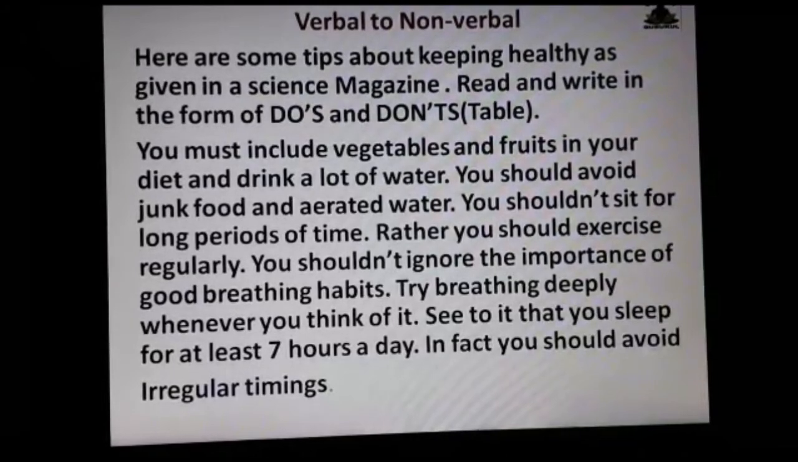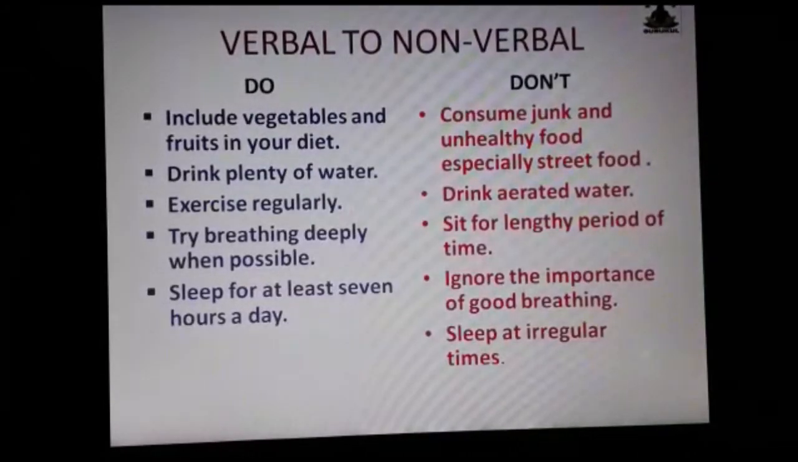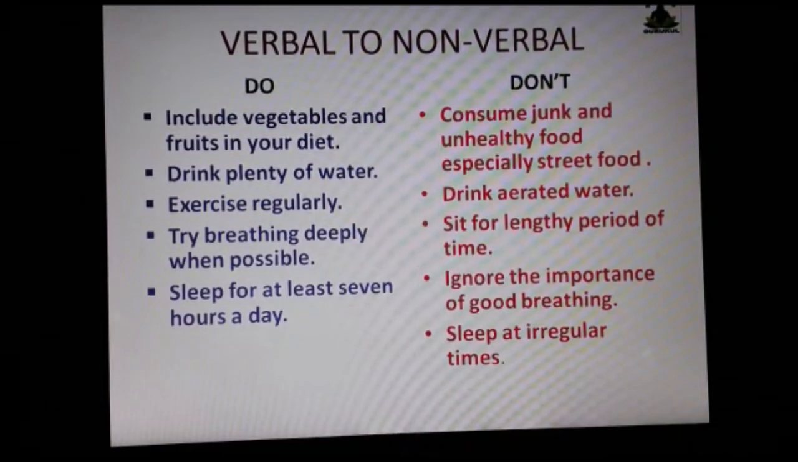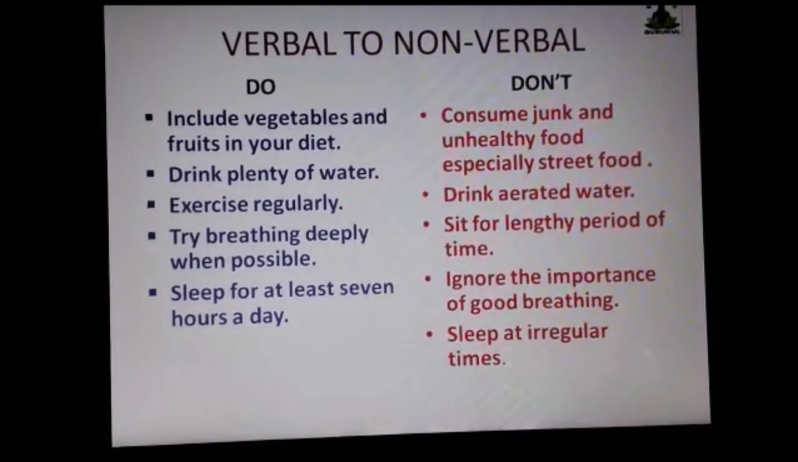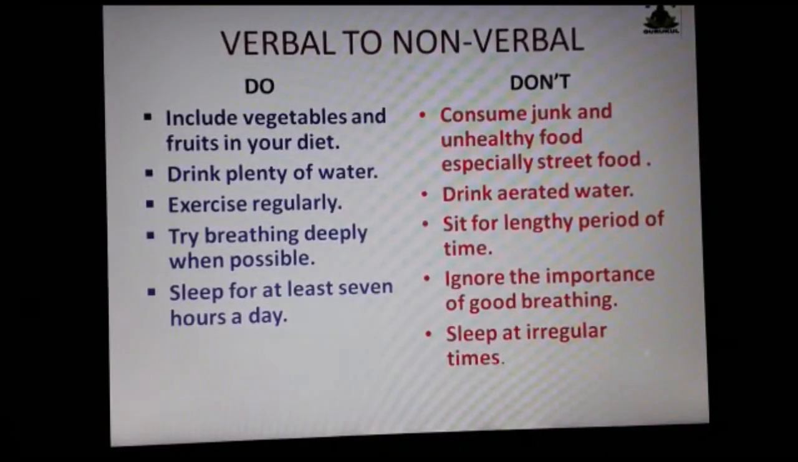Now, let's see how to put this information into verbal to non-verbal in the tabular form. Do's: include vegetables and fruit in your diet, drink plenty of water, exercise regularly, try breathing deeply when possible, sleep at least 7 hours a day. Don'ts: don't consume junk, unhealthy food, especially street food. Don't drink aerated water. Don't sit for lengthy periods of time. Don't ignore the importance of good breathing, and don't sleep at irregular times. So this is how the information is converted into non-verbal form, children.